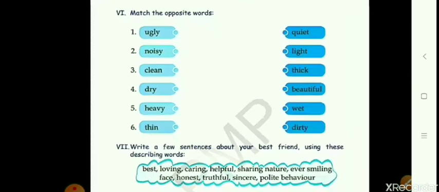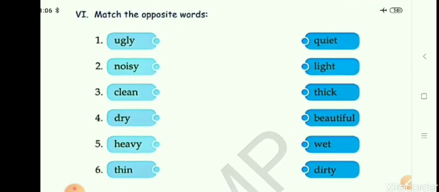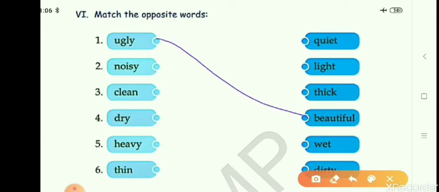Match the opposite words. Children, here as you can see, 2 columns are given and you have to match the columns. You have to match the opposite words. Both the sides have adjectives. You have to match the opposite adjectives. So let's do the first one, ugly. What is the opposite of ugly? Children, opposite of ugly is beautiful.